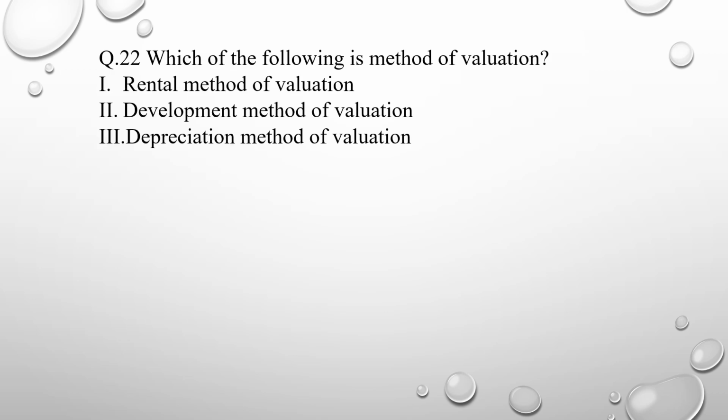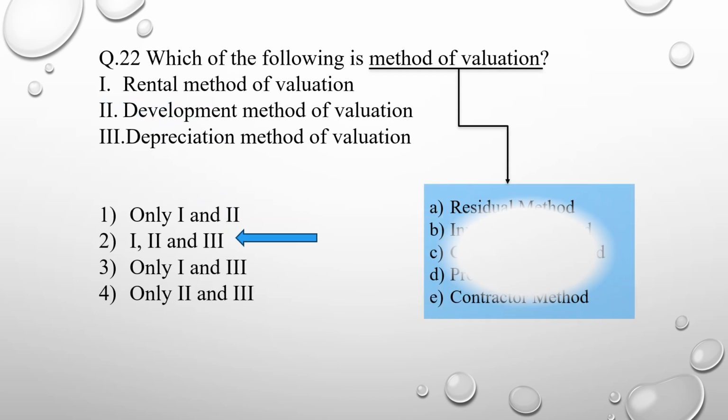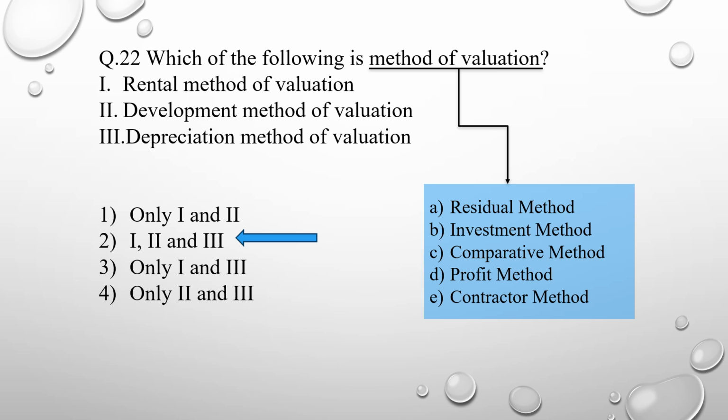Then question number 22. Which of the following is a method of valuation? So rental method of valuation, correct. Then second, development method of valuation, also correct. And then third is depreciation method of valuation. This is also correct. So all three are methods of valuation. So option number second is correct. And some extra methods related to valuation are residual method, investment method, comparative method, profit method and contractor method.